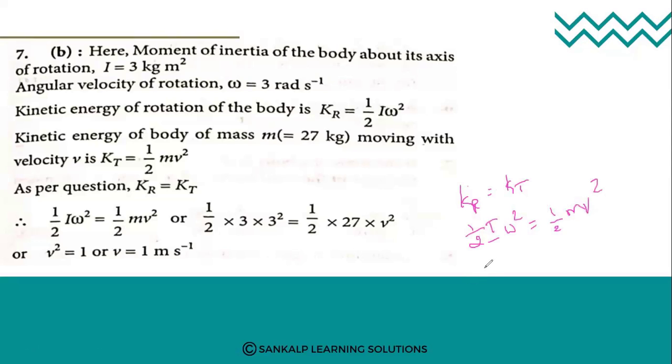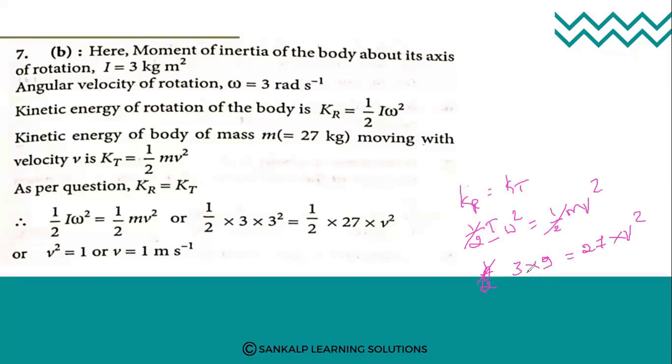So you can substitute all the values here. This is 1 by 2. The value will get cancelled on both the sides. So leave it. The moment of inertia for the first is 3 into omega value, which is also given. It is 3 square, that is 9, which is equal to, in the second case, the mass is 27. V square, we just need to simplify.